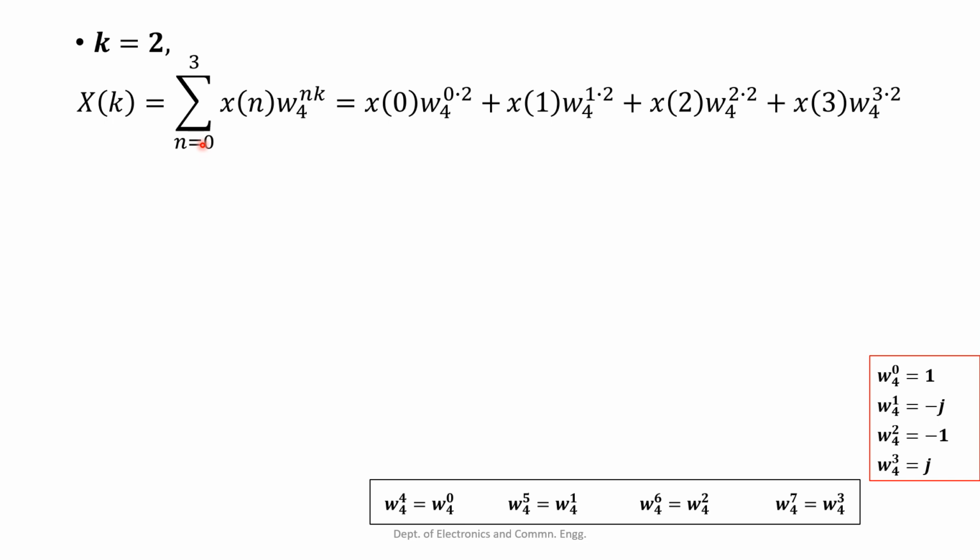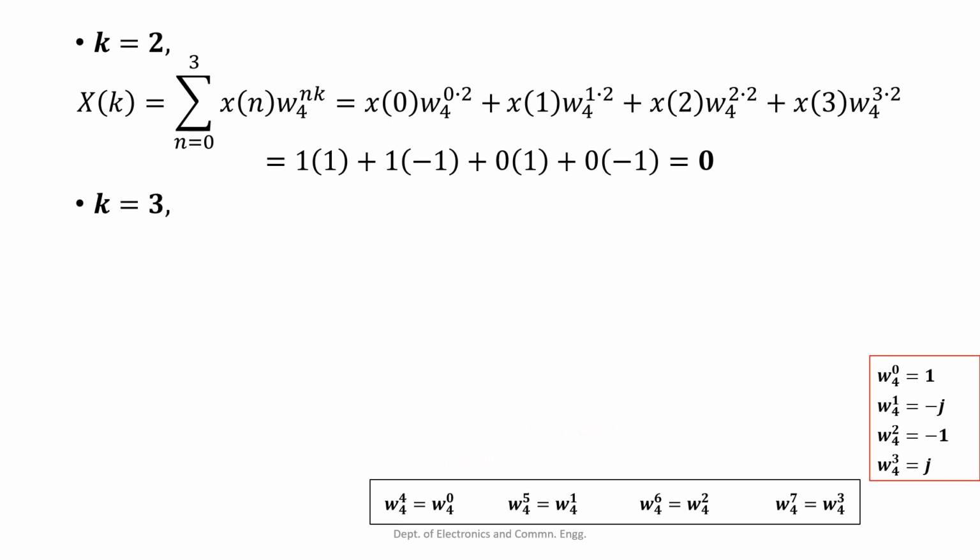So 4 values are the inputs, 4 values are the outputs. Now we have to represent x of k in a proper row matrix. The final value in the frequency domain, x of k, will be equal to 2, 1 minus j, 0, 1 plus j. Remember, locations remain the same. This is the 0th location, first location, second location, and the third location we are going to have.